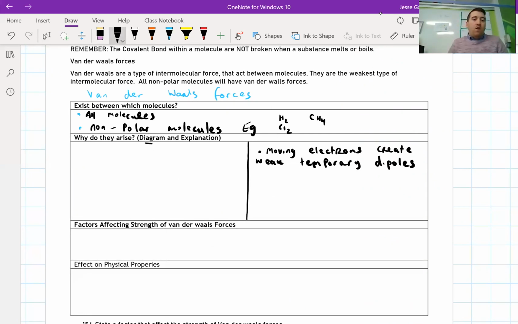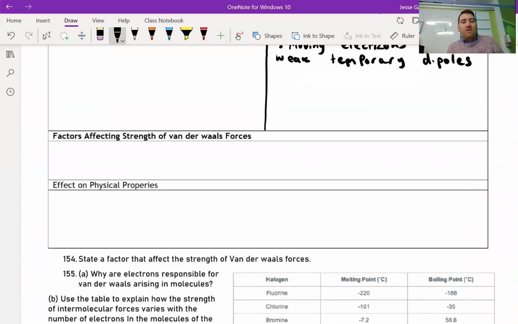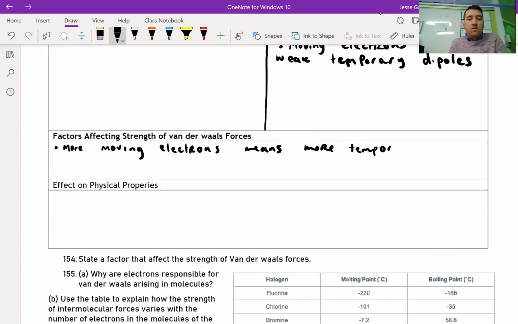All right. What factors affect the strength of van der Waals forces? So why would van der Waals forces in one molecule be stronger than in another molecule? So I used two chlorines versus two hydrogens to explain this. So if you can, pause the video there and talk about what factor affects the strength of van der Waals forces. Pause the video, do that now. Okay, so the key thing here is the number of electrons that are moving. So more moving electrons inside the molecule create a stronger temporary dipole.